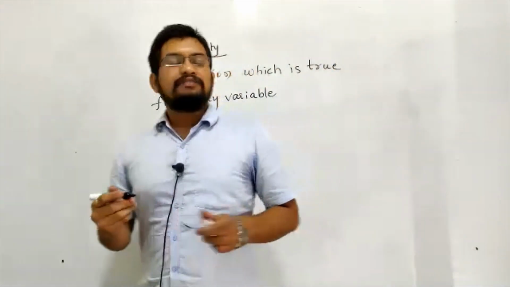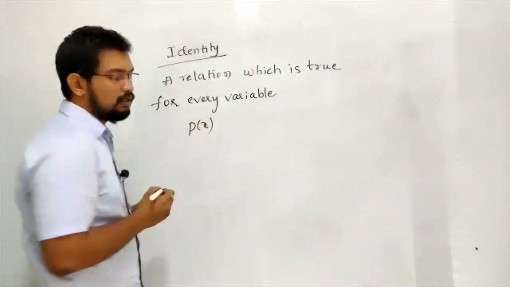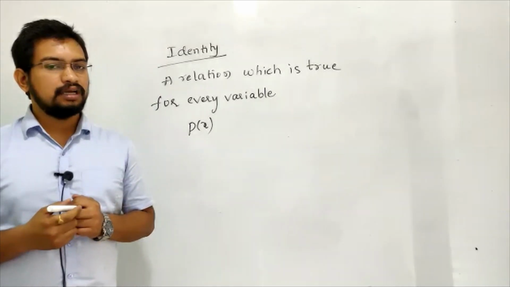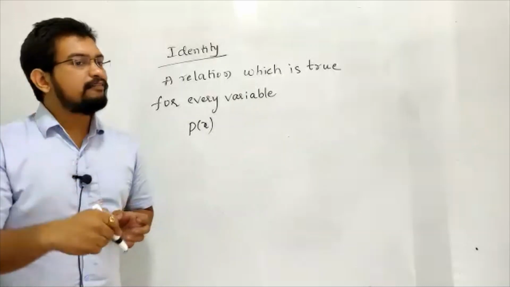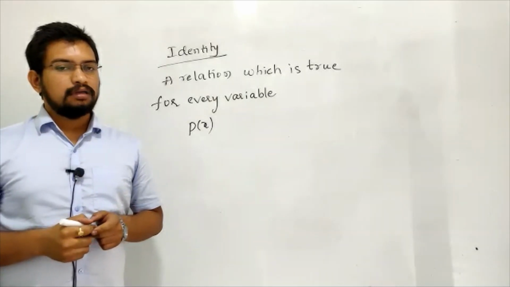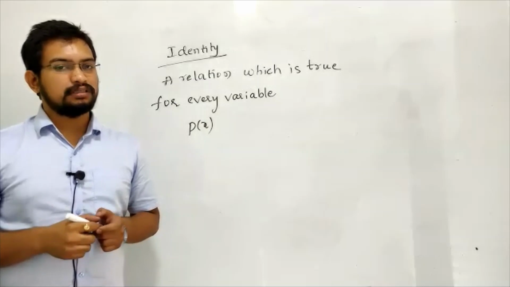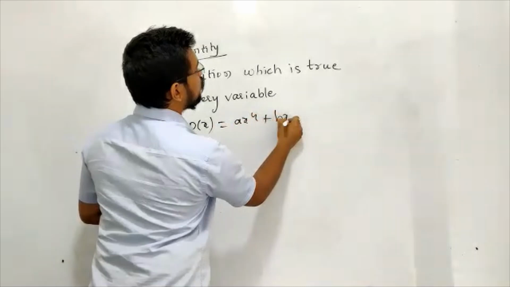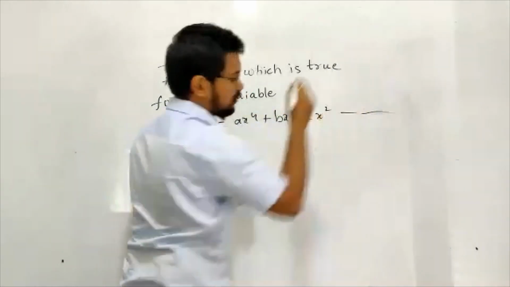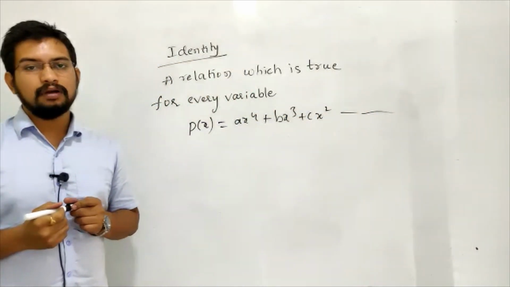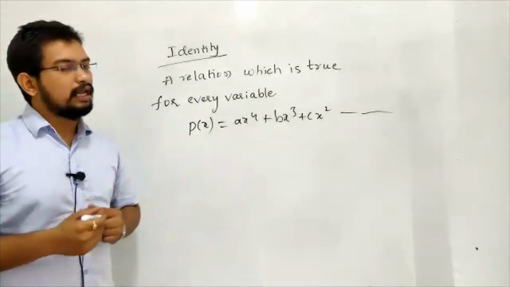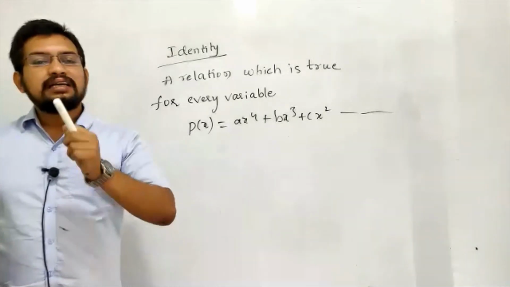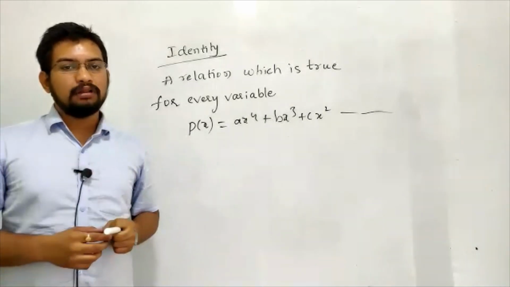Means if there is some polynomial p of x, you substitute whatever variable we want. If there is some polynomial p of x, you'll write something like ax power 4 plus bx cube plus cx square plus so on, something like this. Identity is a relation which is true for every variable.